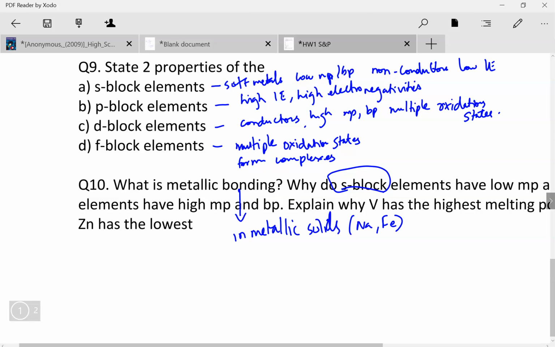You would rather start with saying D block elements have more unpaired electrons than S block elements, and therefore they have higher melting points and boiling points, because the more unpaired electrons, the higher the melting point and boiling point.